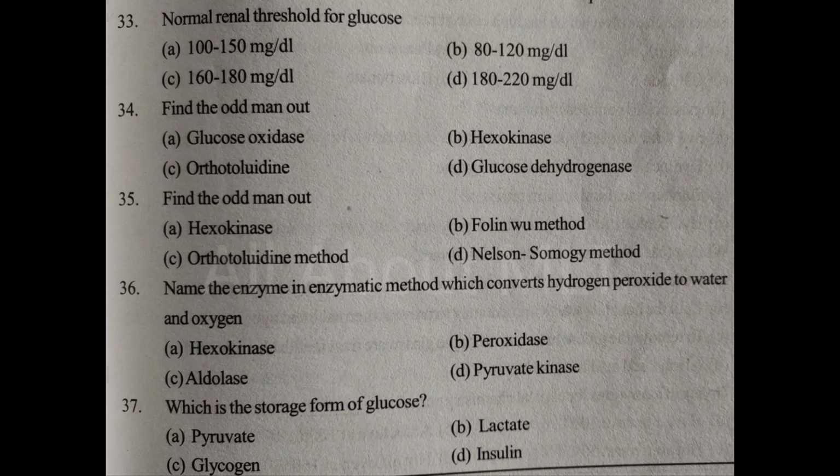Which is the storage form of glucose? Option A, pyruvate. Option B, lactate. Option C, glycogen. Option D, insulin. Answer is option C, glycogen.